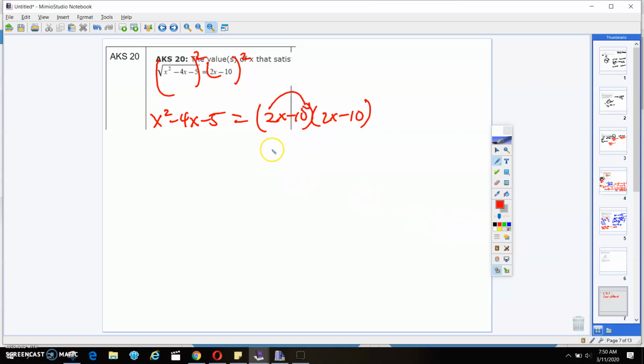So 2x times 2x gives me 4x squared. 2x times negative 10 gives me negative 20x. Negative 10 times 2x is going to give me negative 20x. And negative 10 times negative 10 is going to give me a positive 100.